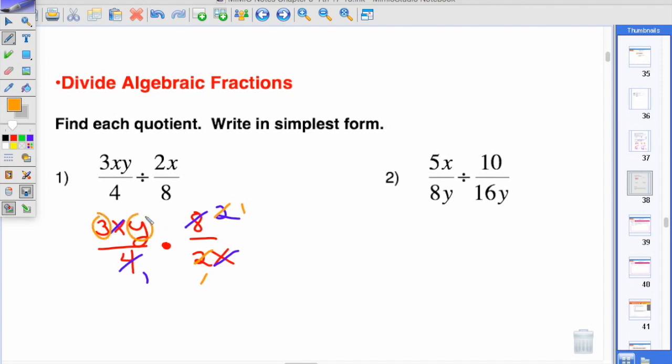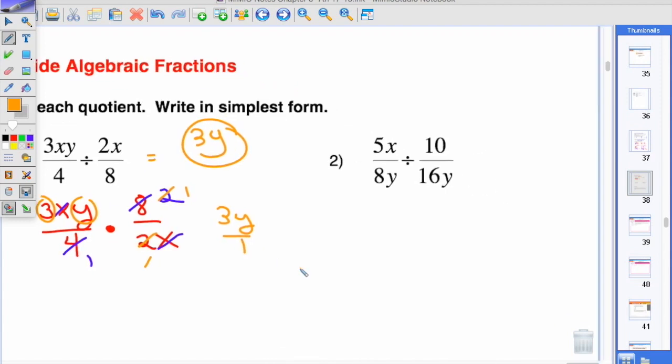So now we multiply going across. I see I have a 3 times y, so that gives me 3y. And then in the bottom I have 1. I don't need to put my 3y over 1. 3y is just fine. If you want to have 3y over 1, it's the same.